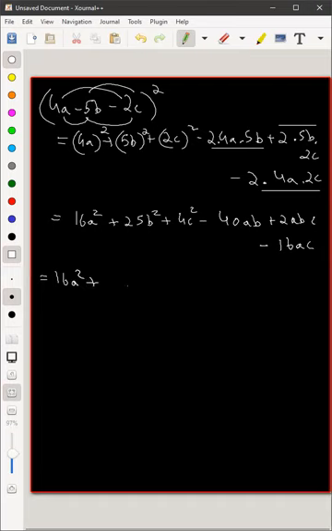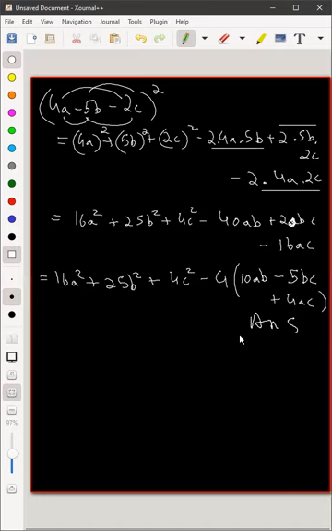16a square plus 25b square plus 4c square minus bracket 10 AB plus 5 BC, sorry. When we have a minus sign outside, we put a bracket. What do we do? Minus 5 BC plus 4 AC. Got this? Got your mistake, where you made a mistake there?